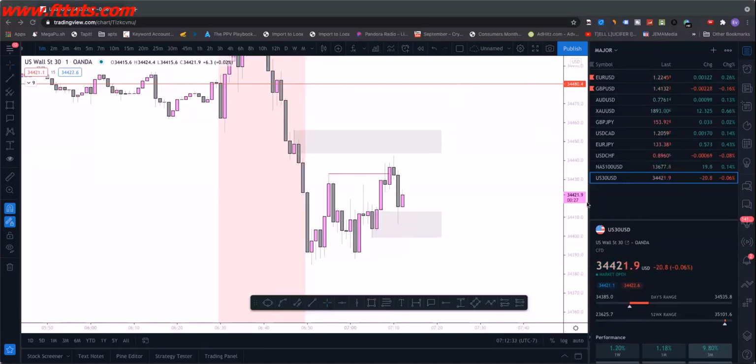Now we're just waiting on our next setup. Remember, we're just building your accounts, right? So just in and out is fine. You know, I mean, you can catch like a bigger move, but if you can't even be profitable just getting in and out of the trade, like what's the point of catching these bigger moves? You know what I mean?